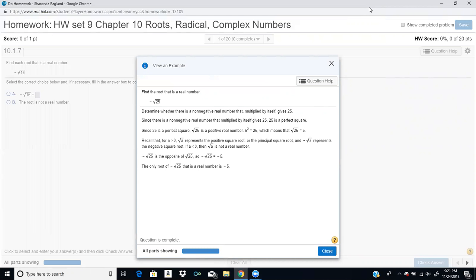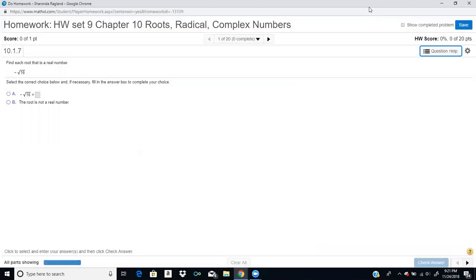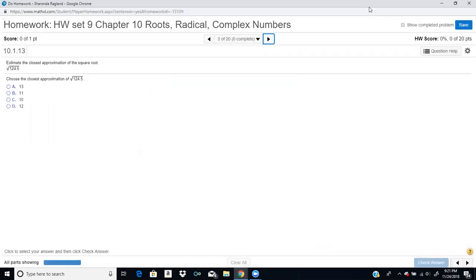So when we do this, you have a negative on the outside. The square root of 16 is just 4, so that would be a -4. So that's basically what they're looking for. I think you know how to do that one. This is an approximation. Again, you can look at the view and example to see how to approximate.